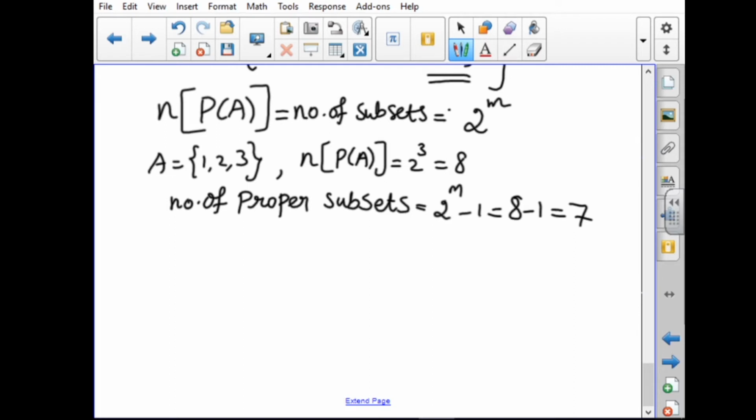So that's all. We saw the types of sets. Now we are going to see the exercise. Exercise 1.2.